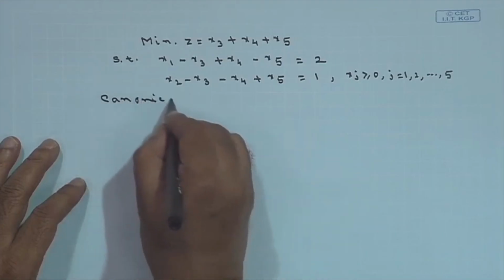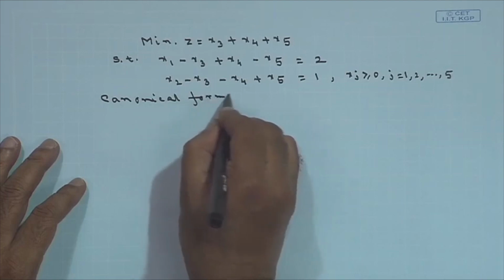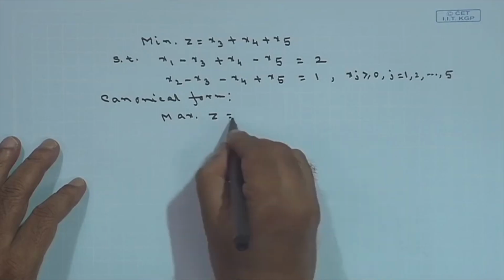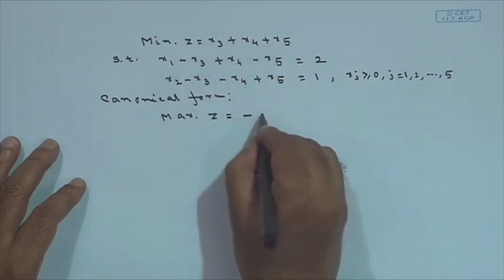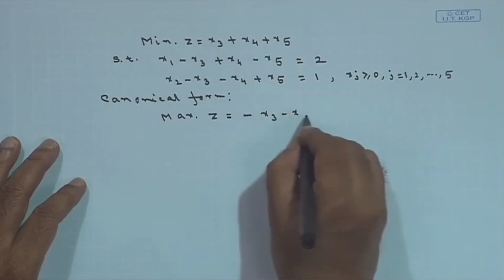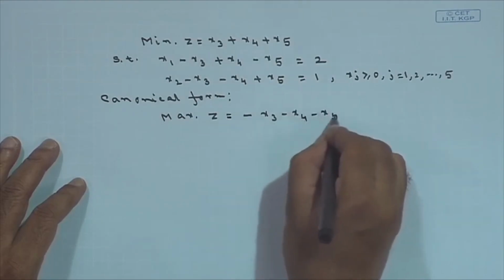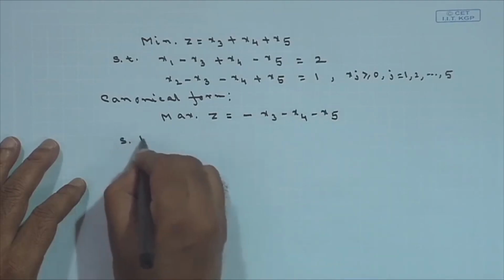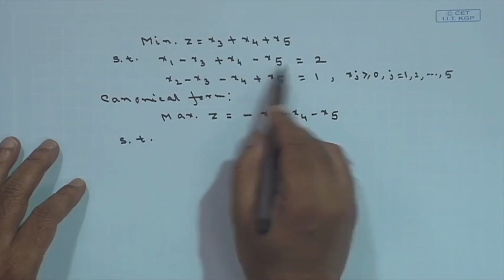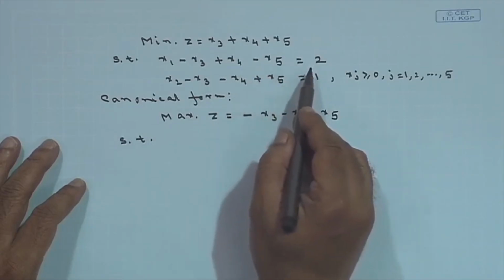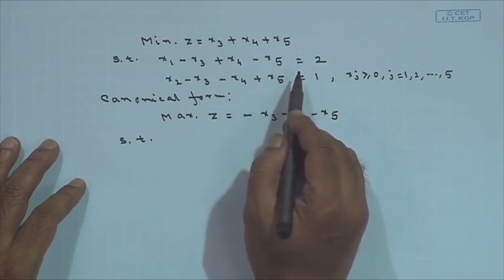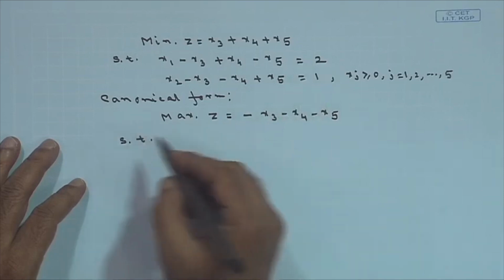of this problem. In canonical form of this problem means, I have to make it a maximization problem. So, maximize means it will be of minus, since you already know max of z equals min of minus z. So, minus x3 minus x4 minus x5 subject to this, I will write it as greater than or equal to, less than or equal to, and then the greater than or equal to, I will make it less than or equal to by multiplying by a negative sign.